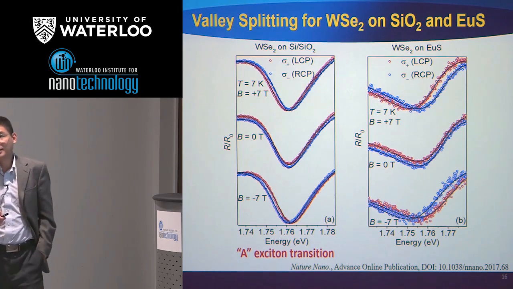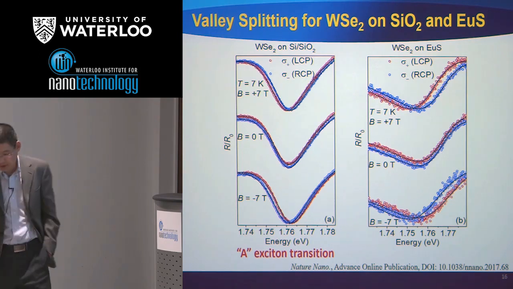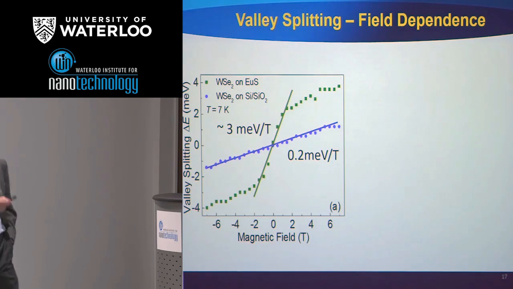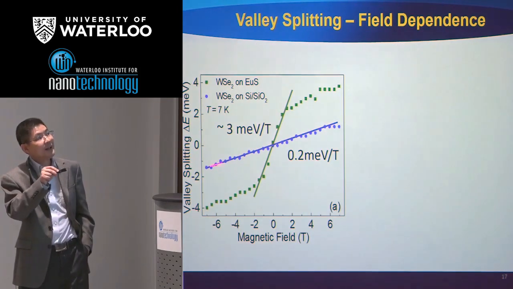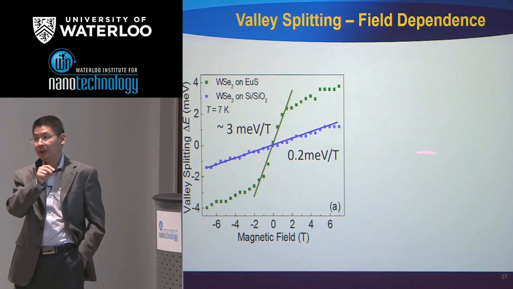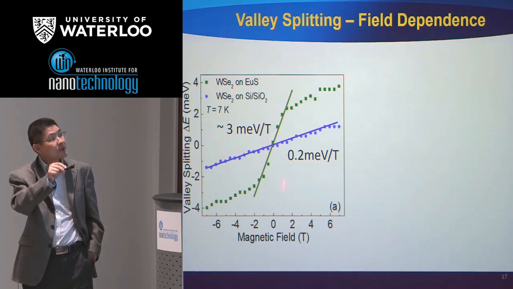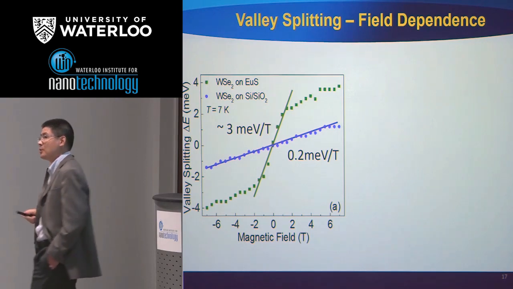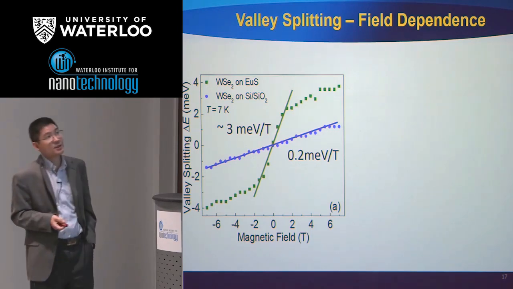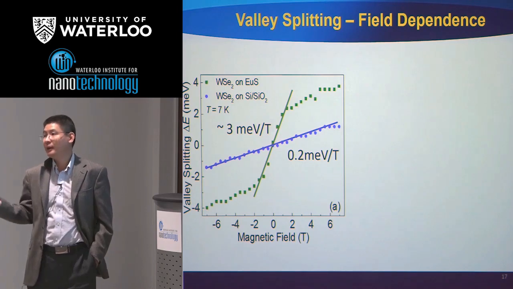So to prove that it is an exchange effect from the magnetic substrate, we need to measure the field dependence. Here I'm showing you the field dependence. This is on a non-magnetic substrate. We get a linear relationship between the splitting and the magnetic field, and the slope is 0.2 meV per Tesla. However, when you put this 2D material onto a ferromagnetic substrate, you see this nonlinear behavior. At low fields, the slope is much higher, on the order of 3 meV per Tesla. So you have more than an order of magnitude enhancement in this energy splitting. You can think of this ferromagnetic substrate as a magnetic field amplifier.